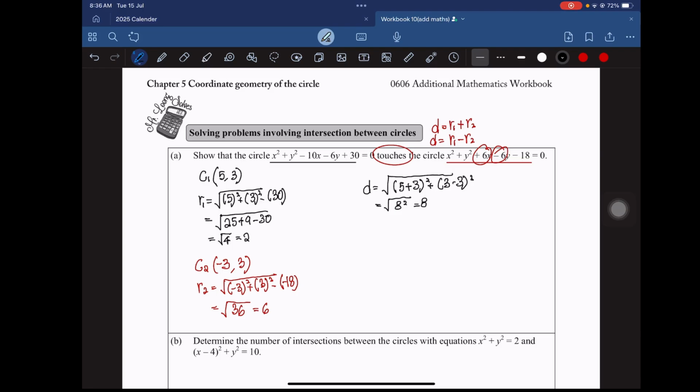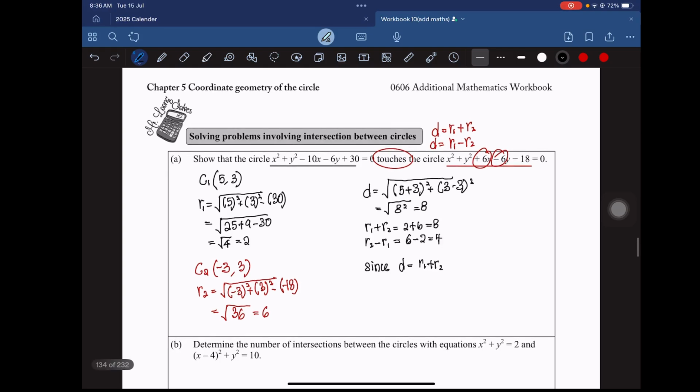Then you have to find R1 plus R2, which is equal to 2 plus 6, which is equal to 8. The other one is you can also take R2 minus R1. It doesn't matter, I told you. You just need to take the big one minus the small one. So 6 minus 2 is equal to 4. Because of that, you can see that D is equal to R1 plus R2.